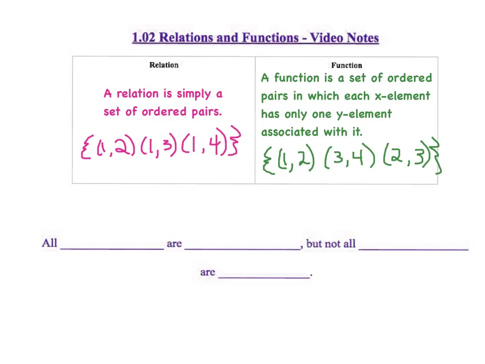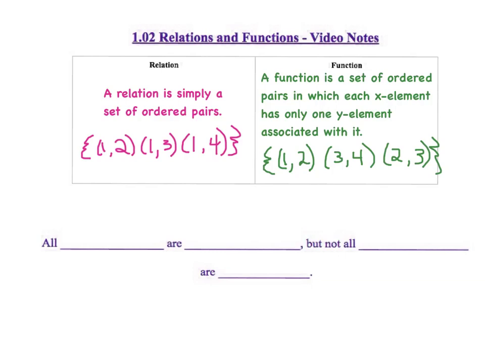Look at the 2 sets of ordered pairs for just a moment. If you need to, pause the video and see if you can tell what the difference is. Why, for example, these 3 ordered pairs are a function and these 3 pairs are not. I'll give you just a moment. Now that you've had time to look at it, let's go over it together.